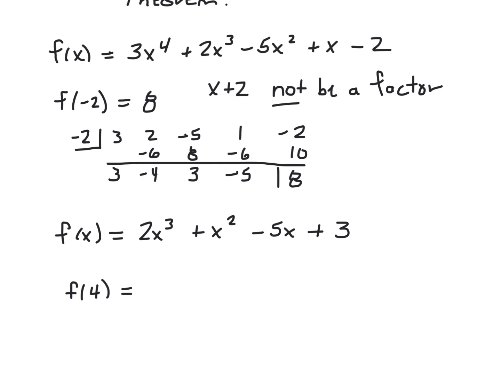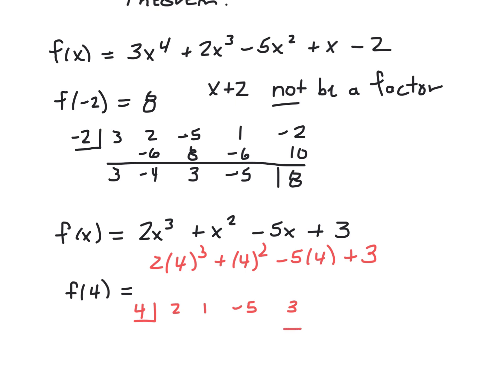All right, so the next example here, we've got a cubic polynomial. They're asking us to find f of 4. Again, we could do this directly. If I do it directly, I would basically put 4 in for x. I would encourage you to use the parentheses here. Or you could do this synthetically, so I would put a 4 out in front. I would list those coefficients and then do my synthetic substitution.